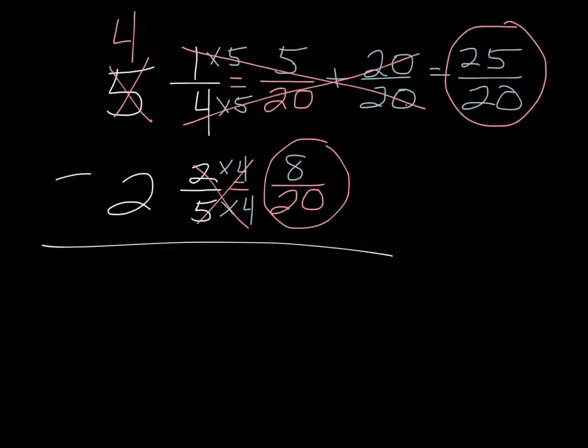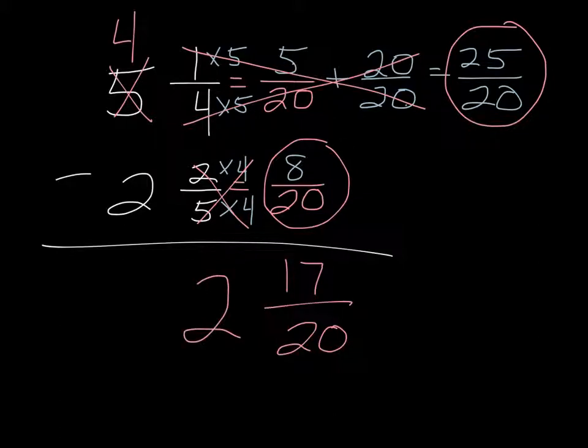So in doing so, we're going to subtract 25 minus 8, and we get 17. Our denominator will stay the same. We subtract our whole numbers, 4 minus 2, and we will get 2. That would be our fourth step. Now our fifth step would be to check our fraction, see if it is improper. It's likely not going to be improper since we're subtracting and making less.